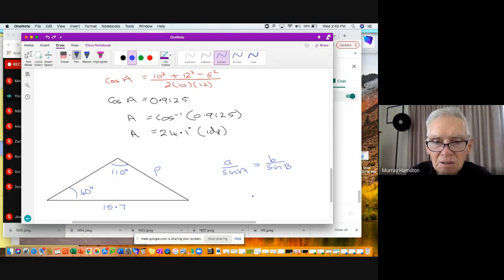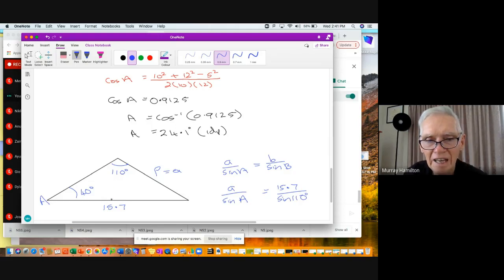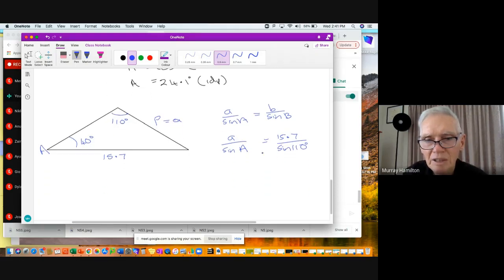And we've got A over, now this here is A. So this must be sine of A. Make sure you get it round the right way. Sine of A equals B, which is 15.7 over sine of B. Now make sure you always take the sine of the angle. Some students don't realize and they start taking the sine of a side. Don't ever take the sine of a side, it's only the sine of an angle. So we work out our right side on our calculator.